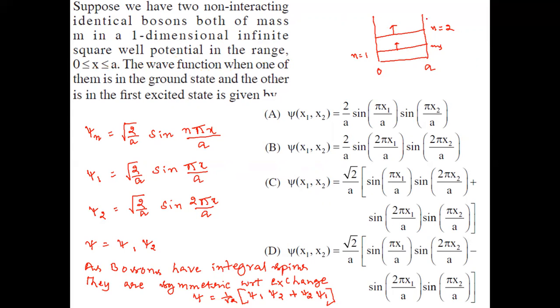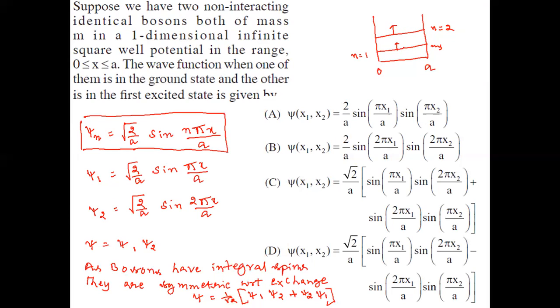So this is a square well or a 1D box with the length 0 to a, and this is the ground state described by the quantum number n equal to 1. This is the first excited state described by the quantum number n equal to 2, and we have one particle, one boson in the ground state and one particle in the excited state. What is shown here is psi n equals root 2 by a sine n pi x by a, the general wave function of a particle in a 1D box. Now, one particle is in the ground state, the other one is in the excited state.